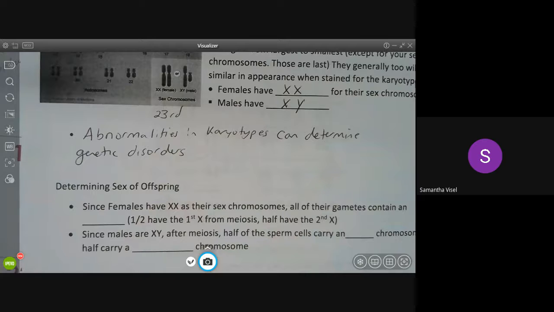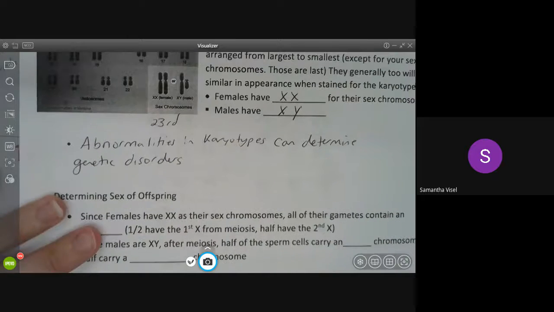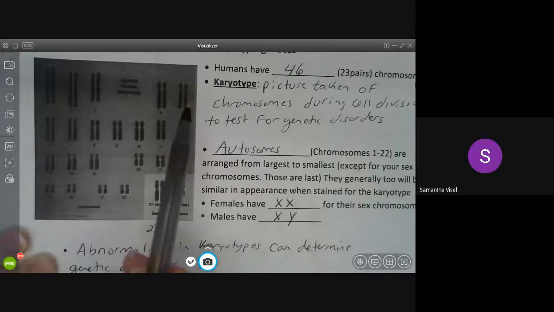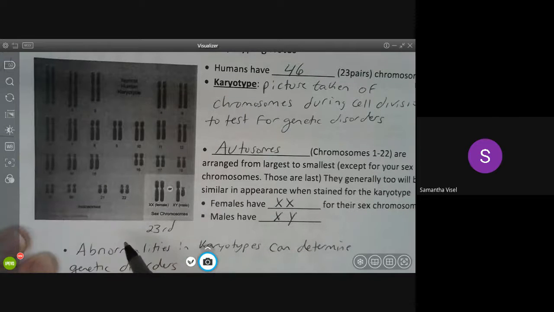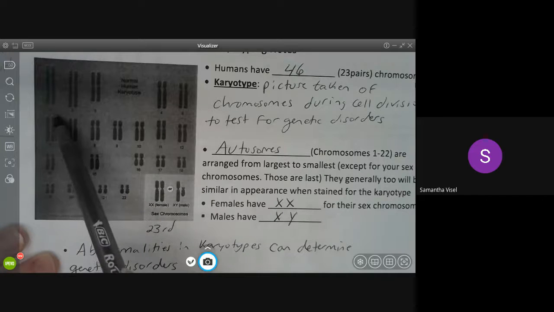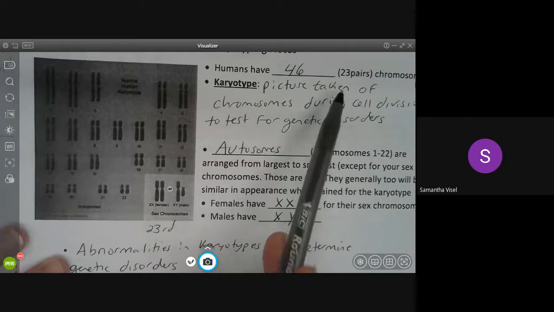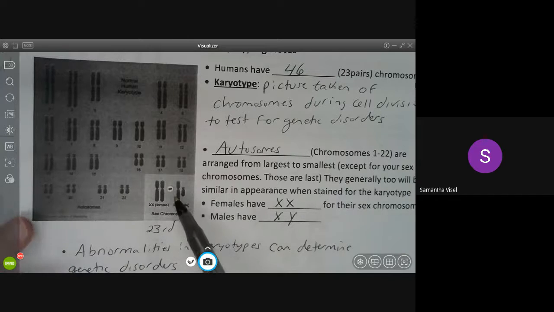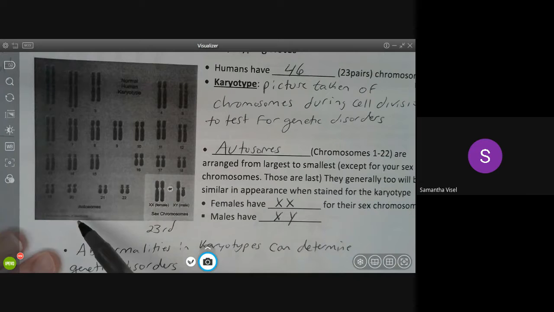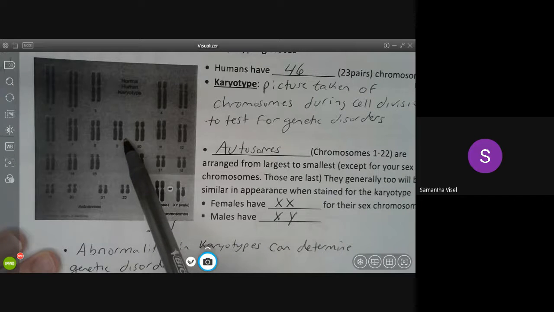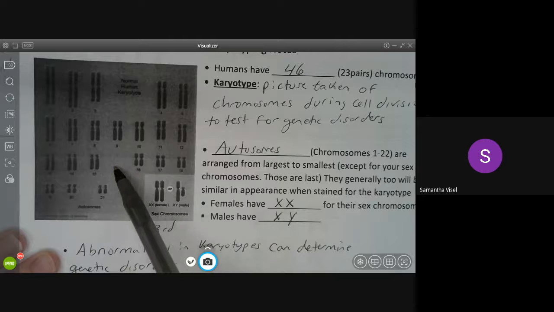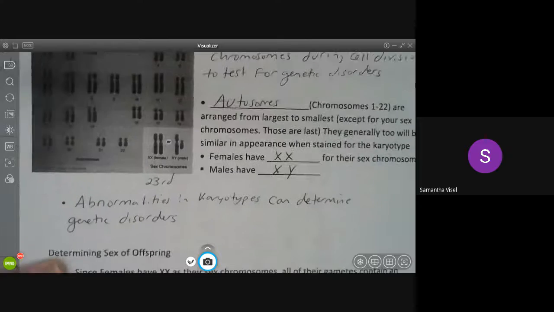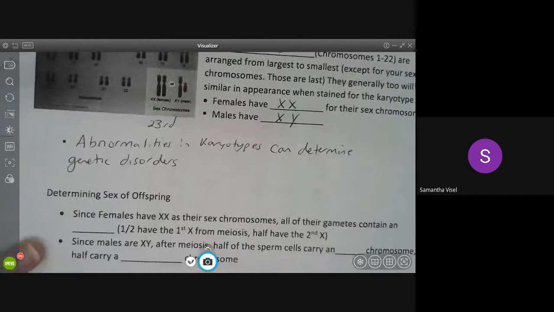So what I mean by abnormality, what we are looking for is something that is not expected in a normal human karyotype. So we're expected to have 23 pairs of chromosomes, 46 total, 22 pairs of autosomes or 44 autosomes, and then 2 sex chromosomes. So an abnormality would be maybe I have an extra 9 chromosome, or maybe I'm missing a 9 chromosome. So an abnormality would be having more or less chromosomes than what you're expected to have.